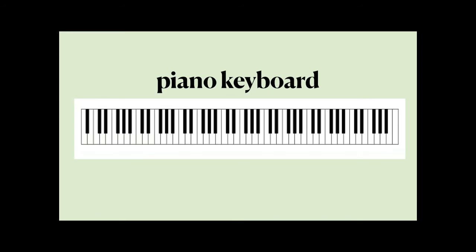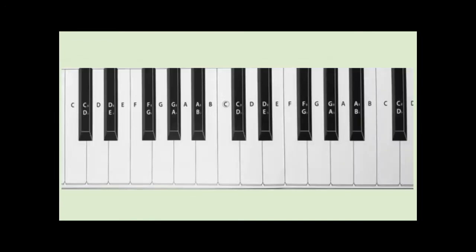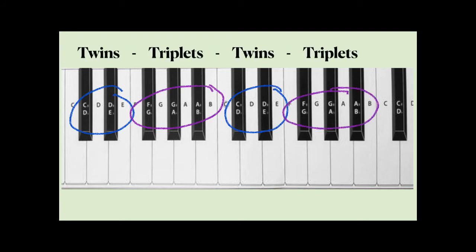Let's take a look at our piano keyboard again with 88 keys. Actually, let's take a look at one a little more up close. You'll see that our black keys on our keyboard show up in patterns of twins and triplets. Twins, triplets. This pattern repeats itself across the entire piano keyboard.